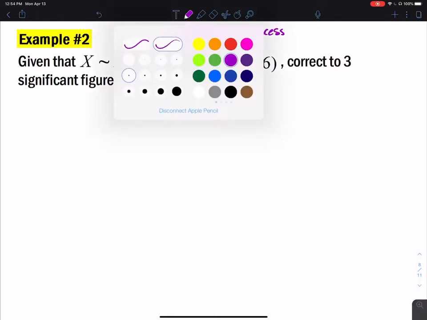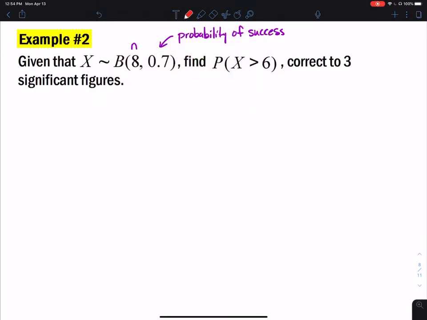Which is really important because from our probability of success, we can deduce what our probability of failure is going to be. So off to the side, if I use these therefore symbols, the probability that I fail would be the complement of this, which would be 0.3, which is going to be really important here in a second.